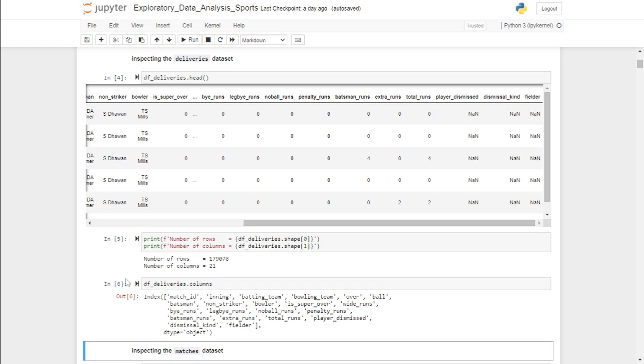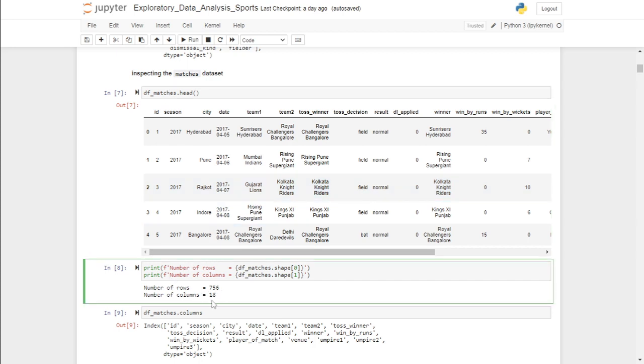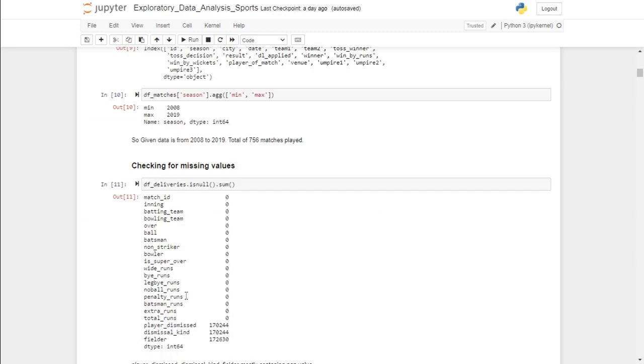Now inspect the match dataset. Here is the head part, and the number of rows and columns is 756 and 18 respectively, and these are the columns of the match dataset. These are the mean values, and 2019 is the max, which means that this dataset contains data from the 2008 to 2019 IPL, and in total 756 matches were played.